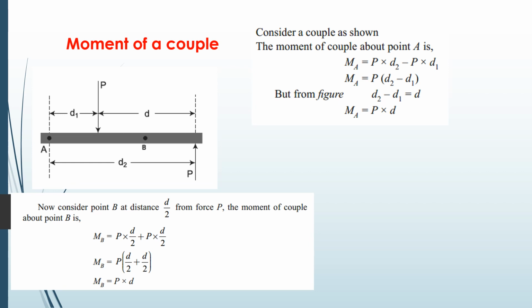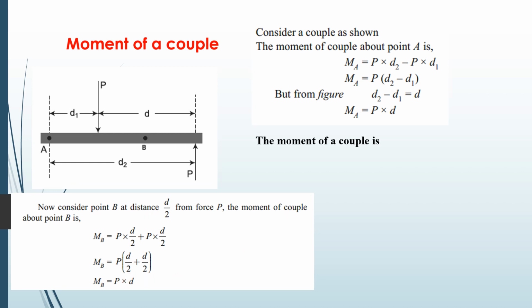Now consider a point B at a distance d by 2 from force P. The moment of the couple about point B is P into d by 2 and P into d by 2. Both are anti-clockwise moments, that's why these two are added together. P into d by 2 plus d by 2 is nothing but d. So MB, the moment about point B, is also P times d.